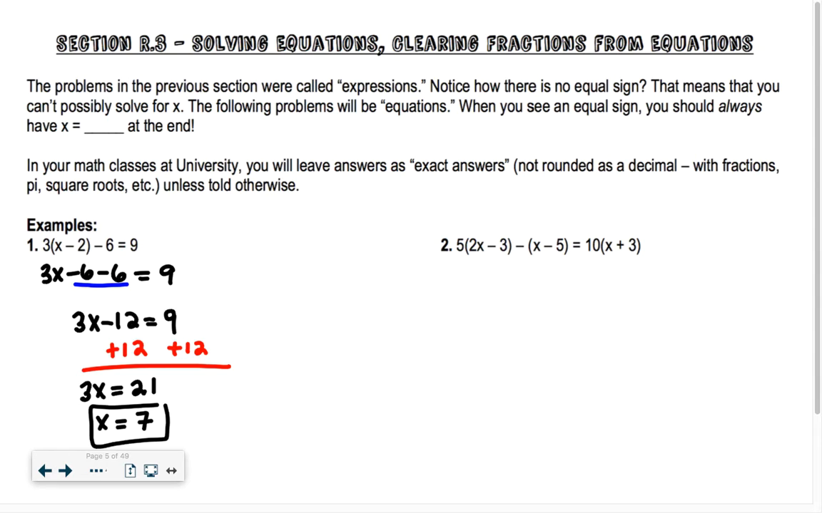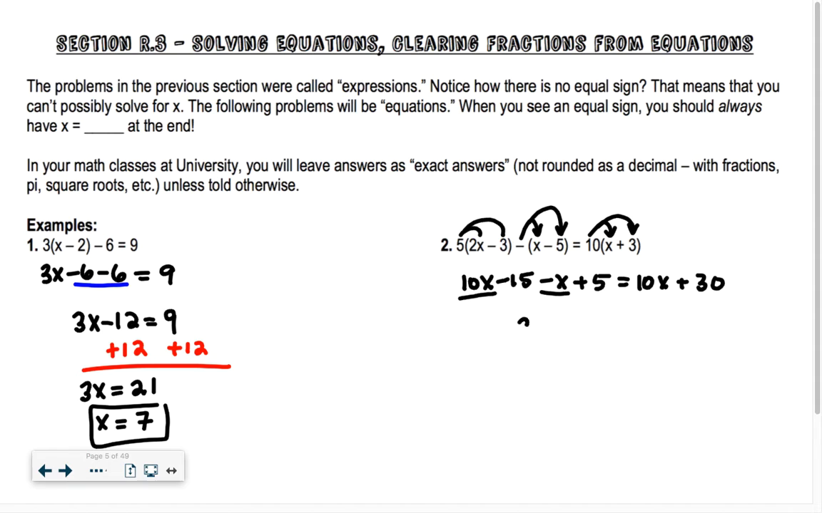For the next one, we have lots of distributive properties. We distribute the 5 in first, and we get 10x minus 15. Then we distribute the negative, which is really a negative 1, in. So we get minus x plus 5 equals, and we distribute the 10 in, so we should have 10x plus 30. We combine our like terms. So we have 10x minus x, so we get 9x. We have negative 15 plus 5, so we get negative 10.